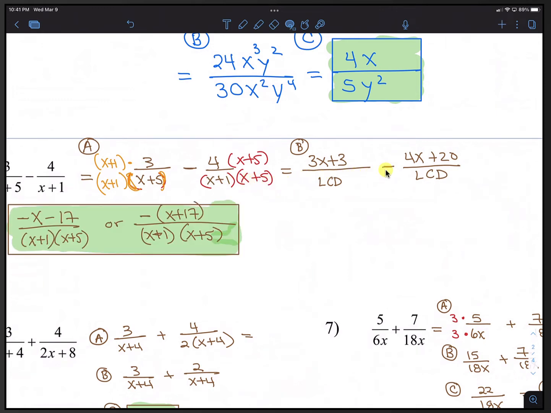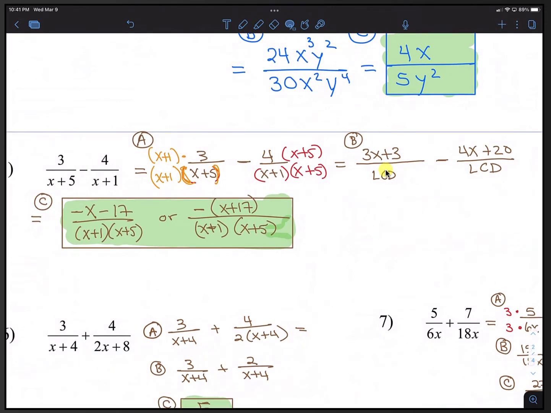All right, then in step C, we combine the numerators. So we're just adding the like terms together. 3x minus 4x is negative 1x. And then 3 minus 20 is negative 17. Now you could just leave your answer like this, or you could factor out a negative 1 from the numerator, and that would leave you with the negative of x plus 17 all over x plus 1 times x plus 5.